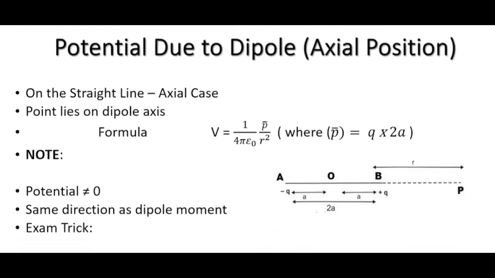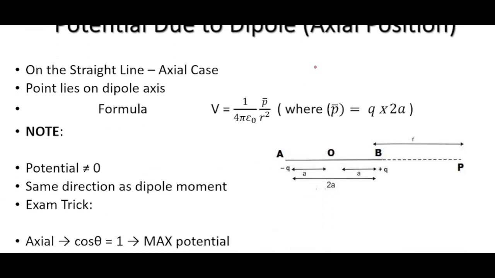Potential due to dipole along the axial. We have studied two different cases in our junior classes: potential due to dipole in the axial position and the equatorial position. We'll discuss first the axial position. On the straight line is the axial case. There are two charges, and we are finding the potential due to these two charges of the dipole.